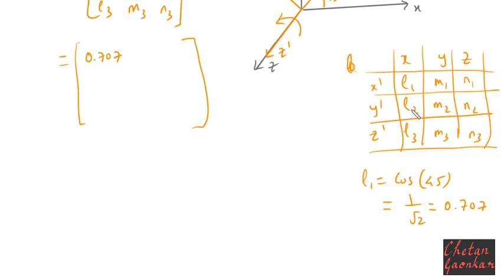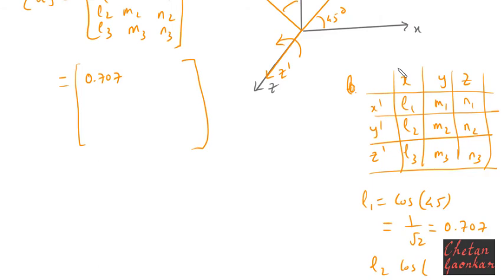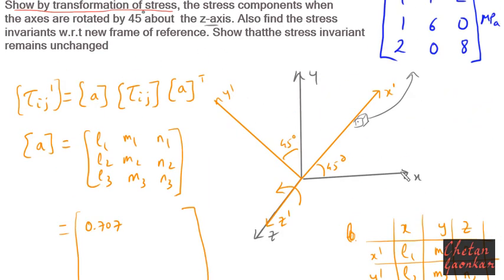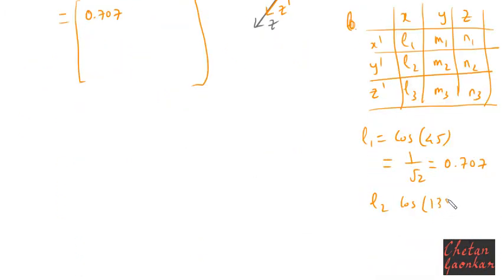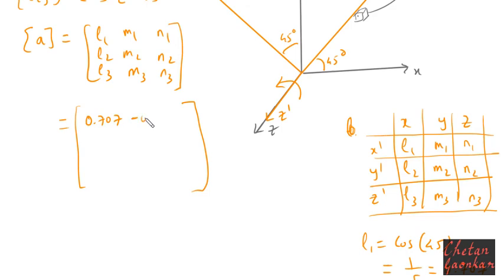Okay. How much is L2? L2 is nothing but the cos of the angle between y dash and x. Now how much is the angle between y dash and x? See, the angle between x and y is 90, but further y dash is 45 degrees to y. So the angle between y dash and x will be 90 plus 45, which is 135, and this will be minus 1 by root 2. So this is minus 0.707. This value will be minus 0.707.